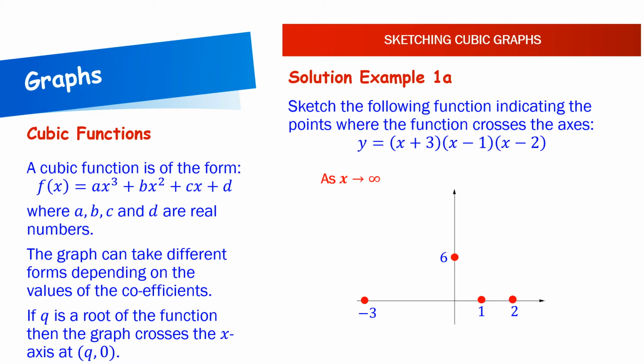Also, as x tends to infinity, in other words towards the right-hand side, x plus 3 tends to infinity. Also, x minus 1 tends to infinity, and x minus 2 tends to infinity. So when the three are multiplied by each other, f of x, or y, also tends to infinity.